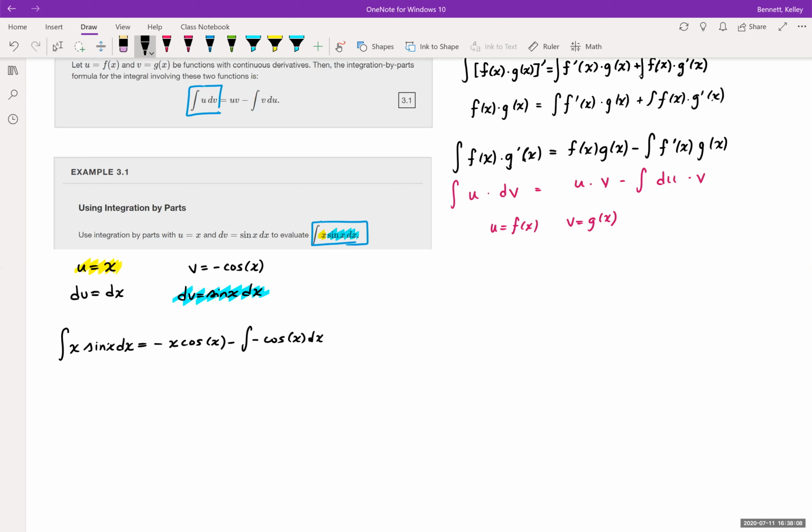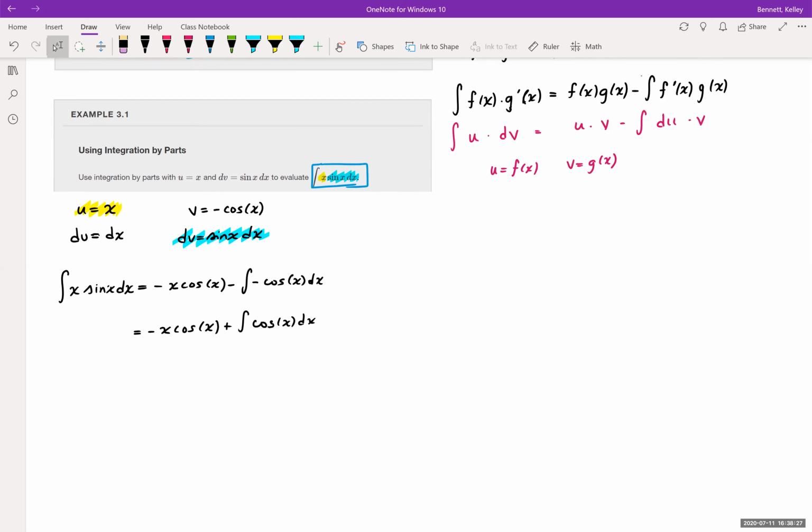And so I can go ahead and simplify these double negatives. So I get negative x cosine x plus the integral of cosine x dx. And we know the integral of cosine x dx is just going to be sine of x. So we get negative x cosine x plus sine x, and don't you dare forget that integration constant. So negative x cosine x plus sine of x plus c. And so that's going to be our integral.